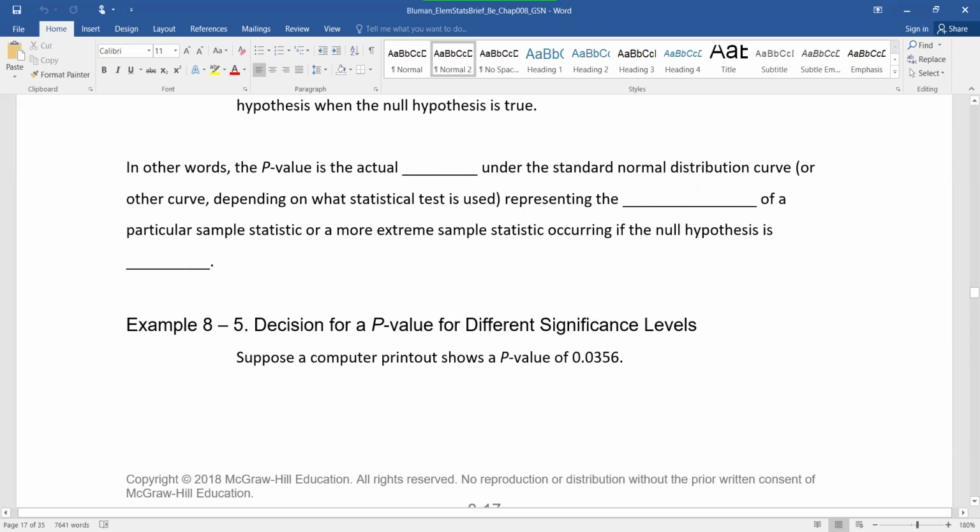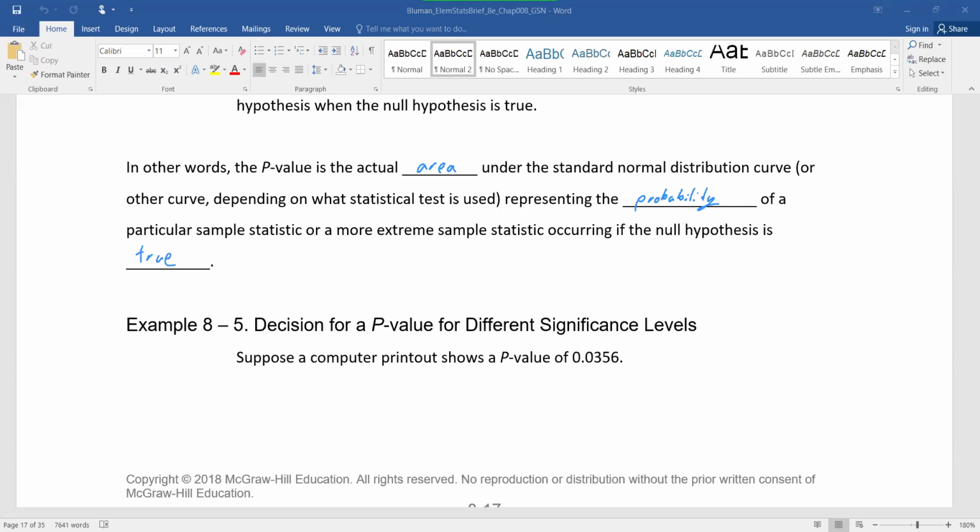In other words, the p-value is the actual area under the standard normal distribution curve, or other curve depending on what statistical test is used, representing the probability of a particular sample statistic or a more extreme sample statistic occurring if the null hypothesis is true.